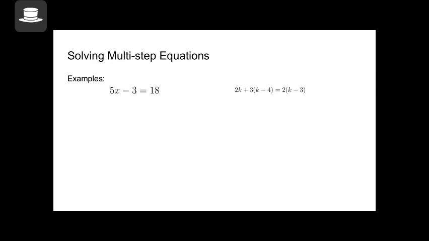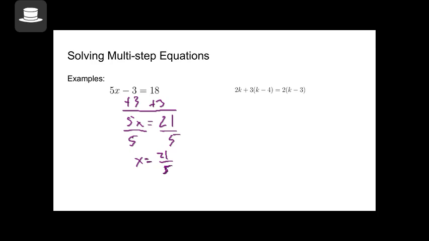So for this first example, to undo a -3, I would just add 3 to both sides. And that leaves me with 5x is equal to 21. Now I can undo multiplication, so for the 5x, I divide both sides by 5. And x would just be equal to 21 over 5, which is not a clean number. Or, I mean, it is a clean number, but it is a decimal. So I can just leave that as 21 over 5, and that is perfectly okay. So my final answer would be 21 over 5 for x.